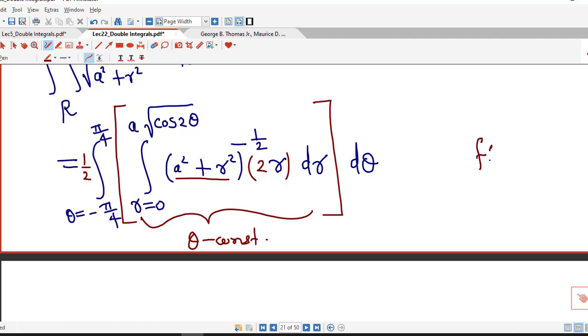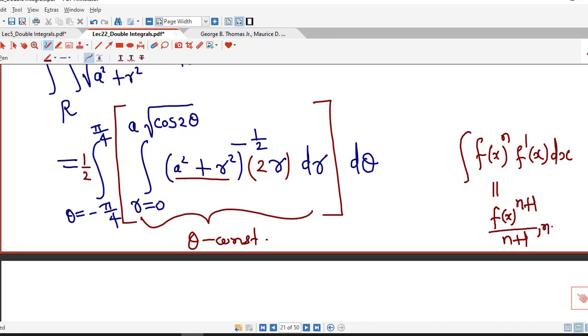we can apply that formula. If we have the nth power of f(x) and its derivative in the product, then the integral has the value f(x) raised to n plus 1 over n plus 1, if n is different from minus 1. So we can use this formula here. Here n equals minus 1 by 2, and instead of a function of x we have a function of r. So the integral is going to be (a square plus r square) raised to minus 1 by 2 plus 1, divided by minus 1 by 2 plus 1, and minus 1 by 2 plus 1 is nothing but 1 by 2.